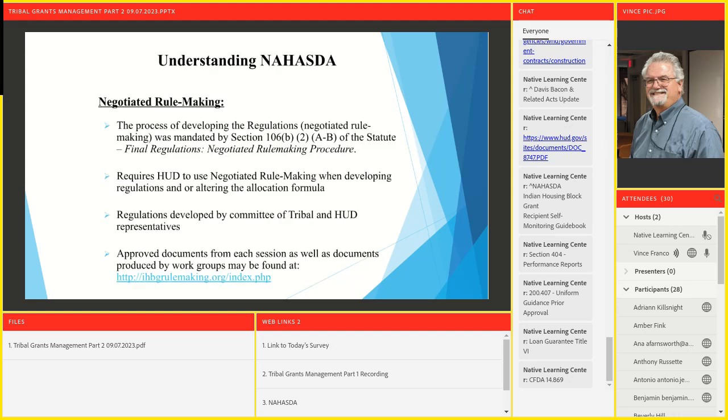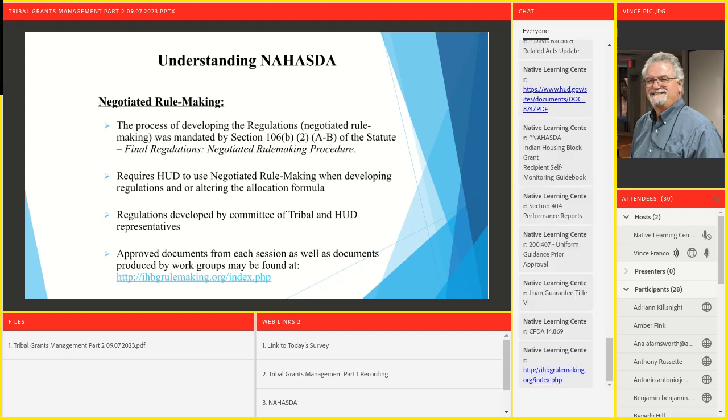And just closing out here with rulemaking, just as I described, they come together. It requires HUD to use negotiated rulemaking when regulations are altering regulations. It's spelled out in section 1. I missed the top bullet there. Section 106 talks about it, final regulations and how they go about it, just in case you were curious. Regulations developed by committee and so on. All right.